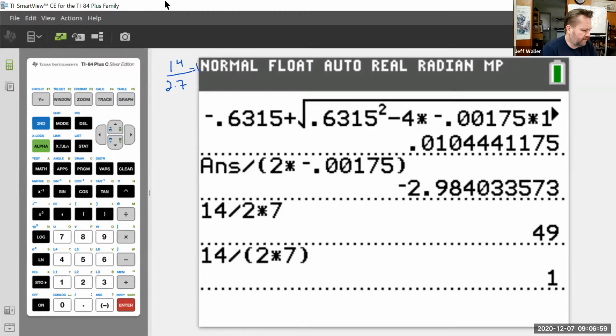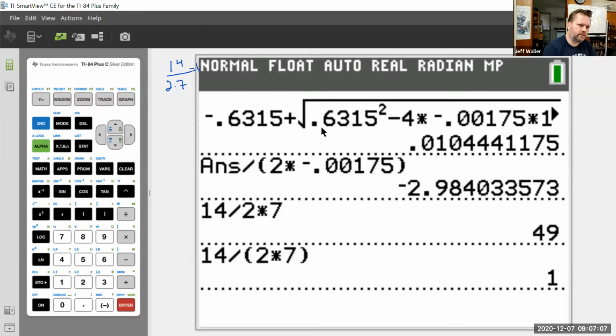Is that all right? You guys with me? So there are a lot of places on the problem to make little mistakes. So how would I get the other answer? I would do everything I just did with a minus sign in here instead, right? Okay.